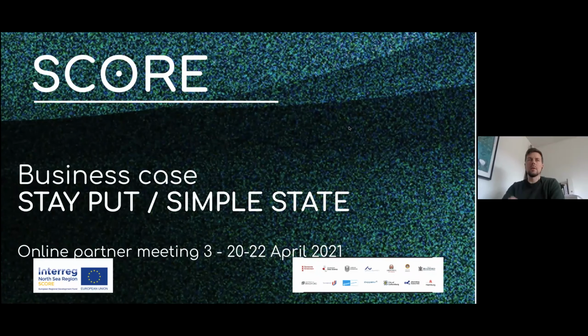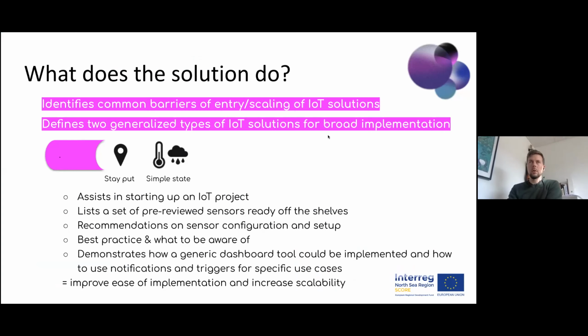I will explain about the solution called Stay Put / Simple State. It's actually two different solutions, but the concept is the same across the two solutions. What does the solution do?